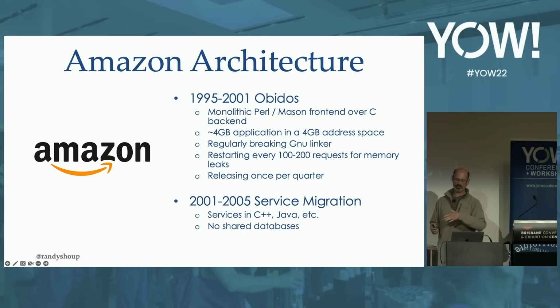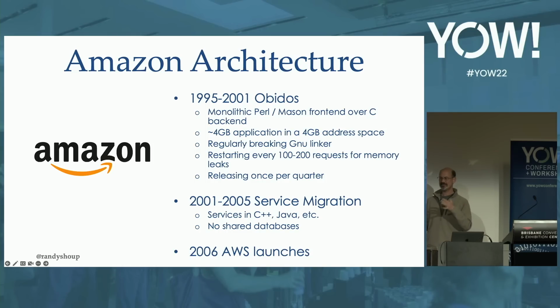During the years 2001 to 2005, they went through a massive migration to services, what we might now call microservices. They wrote those services in the newer languages at the time, C++ and Java, or more modern, I suppose. No shared databases, though. An edict from Jeff Bezos said you couldn't share data in any way, which was really great. And in case anybody wonders whether architecture matters, after they completed that service migration, the very next year, AWS launched, and Amazon started their inexorable takeover of the world's online retail.